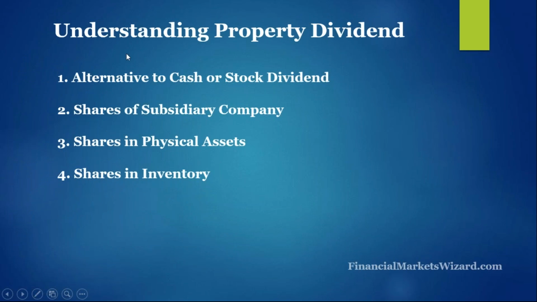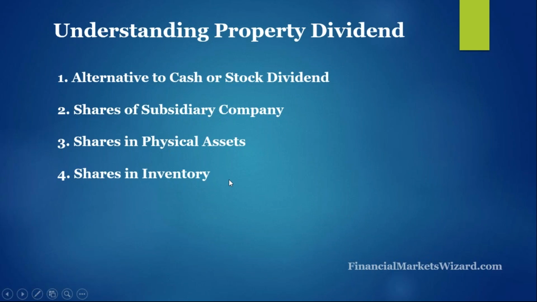Okay, so the last topic is property dividend, and it's very simple. As explained, a property dividend is when they give you a dividend in the form of property. So they sell the property, raise cash, and give you the cash. So it's an alternative to a cash or stock dividend. They just want to make you happy. They may give you shares of another subsidiary company they have. They say, okay, we make you owner of another company.